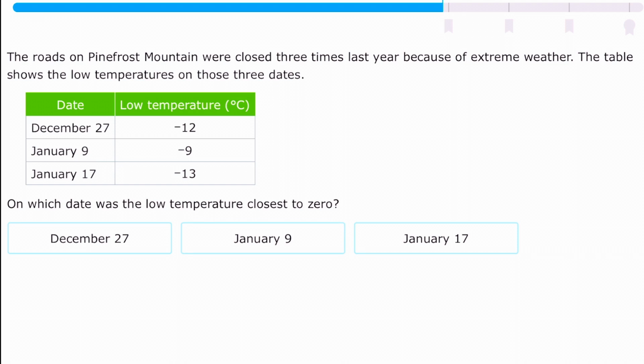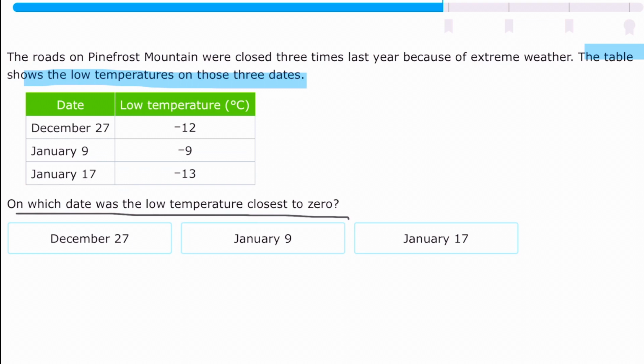Okay. Now for our third question. The roads on Pine Frost Mountain were closed 3 times last year because of extreme weather. The table shows how low the temperatures were on those 3 dates. On which date was the low temperature closest to 0? Okay, so the table shows the low temperature on these 3 dates, and we'll underline the question.